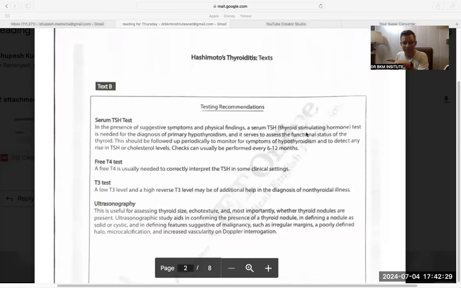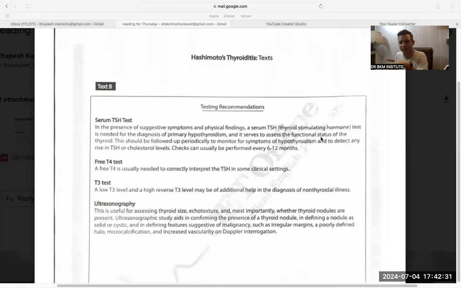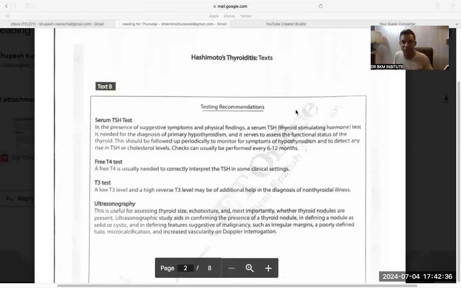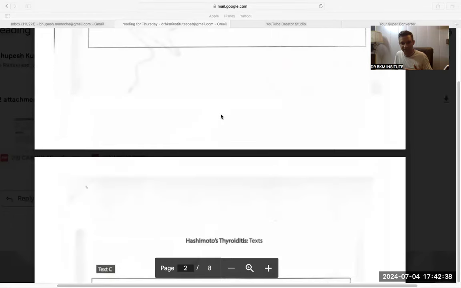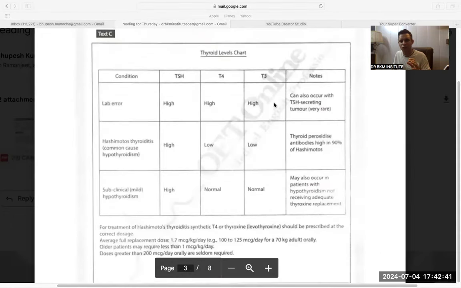And then there are symptoms. Assess word is given. Assess functional status. So that means there are automatically, I can see the words testing recommendations. So these are the tests. And in the C, they are showing the notes and they are saying labor.